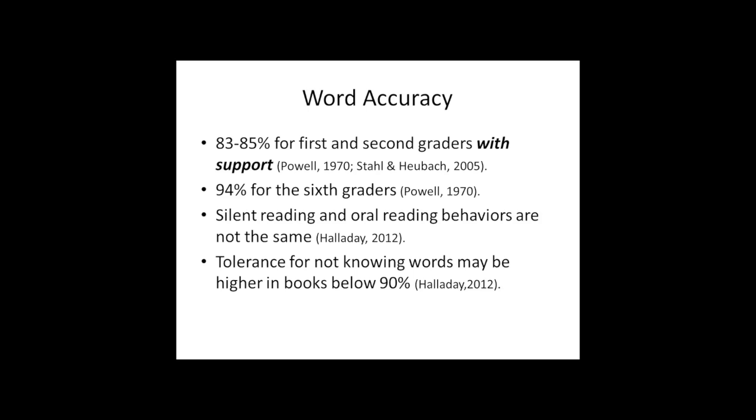Halliday has done some very nice thinking in a piece in The Reading Teacher, just reminding us that the word accuracy levels that Betts articulated were based on oral reading, and also suggesting that kids might have some tolerance for word accuracy levels going below 90%. So I think the message is that those word accuracy levels can be questioned and tweaked some.